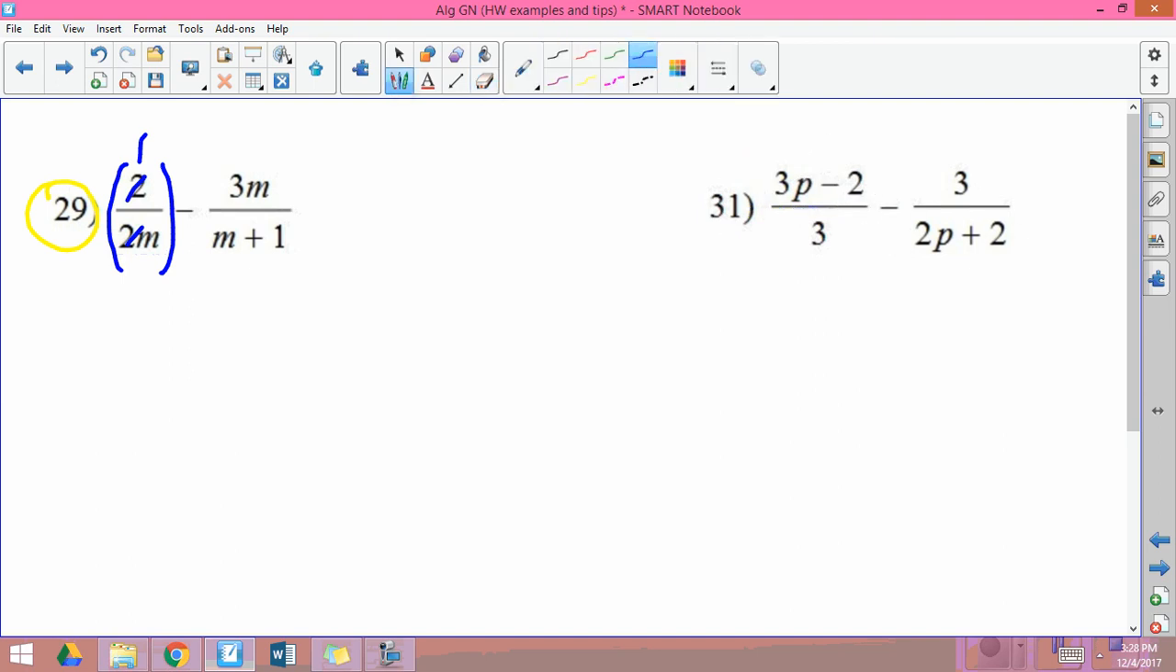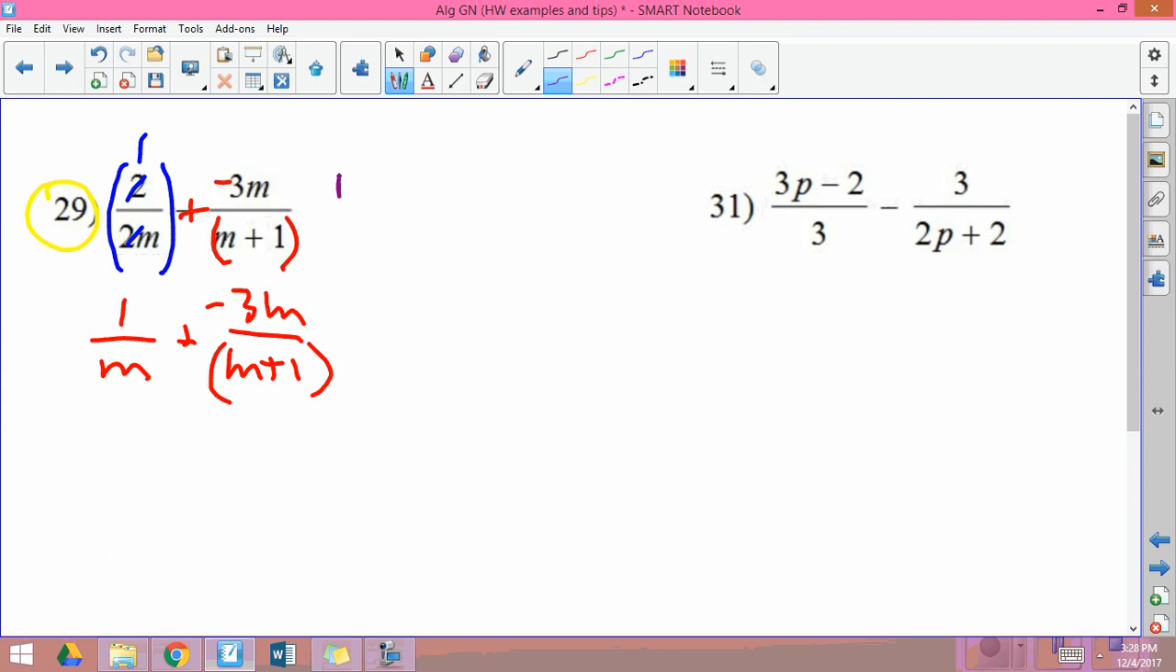So if we go back to 29 and work that out, first I'm going to go plus and make this a negative, because I'm going to get that negative up in the 3m. I don't have to distribute like I did in the last example because there is just a single term up there, a monomial. So this is a single number, and now let's rewrite this so it's clean: 1 over m plus -3m over m plus 1, where m plus 1 is a single number.